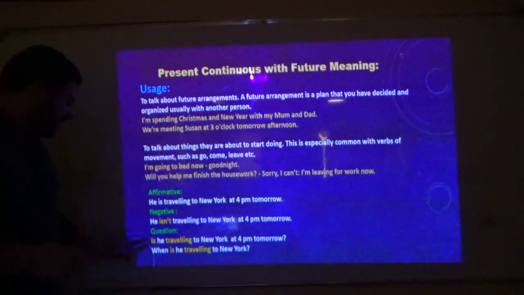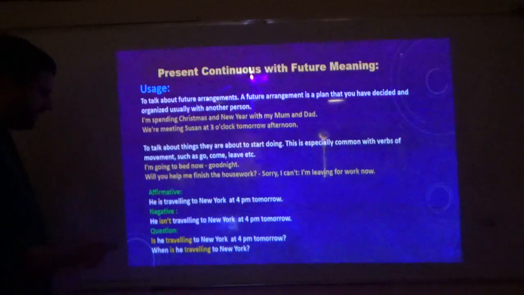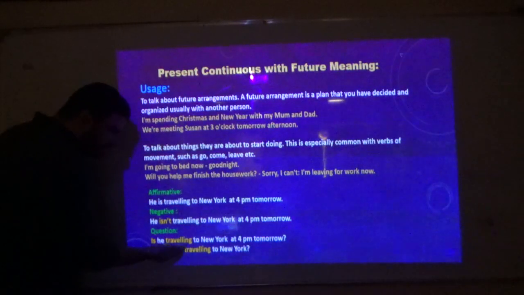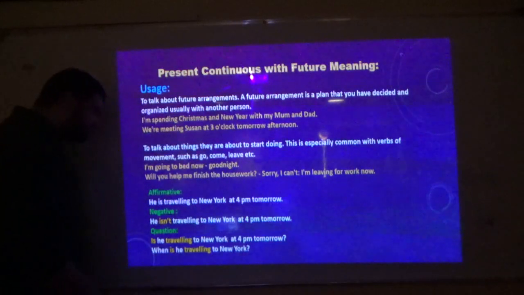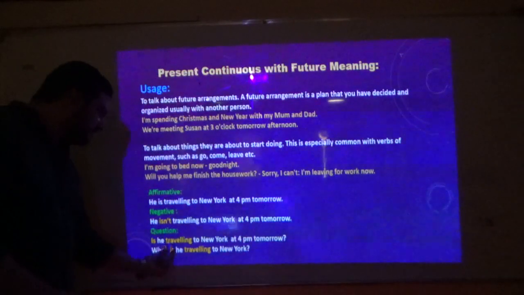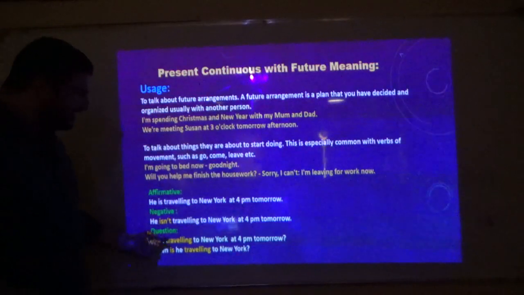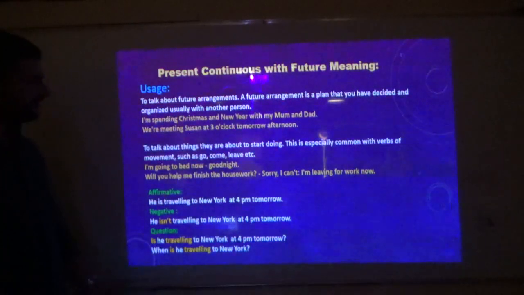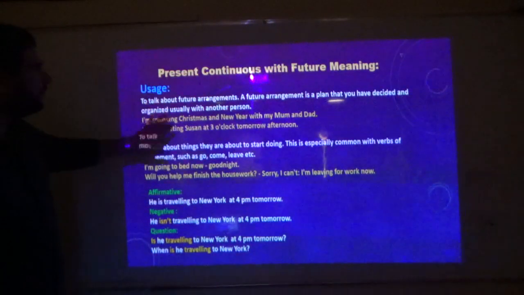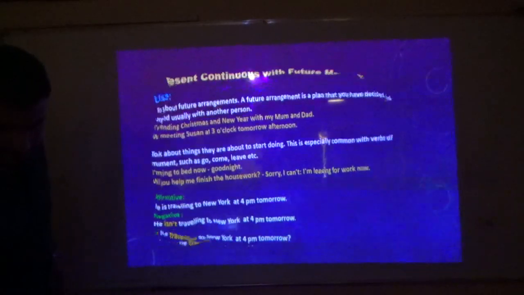As we said, is he traveling to New York at 4 p.m. tomorrow? So look here, we invert. We use the auxiliary at the start, then the subject, then the verb plus ing, and the rest of the sentence. In a WH question, we say the WH word, auxiliary am, is, are, subject, and verb plus ing. So when is he traveling to New York? The answer is at 4 p.m. tomorrow. So this is all about using the present continuous with future meaning.